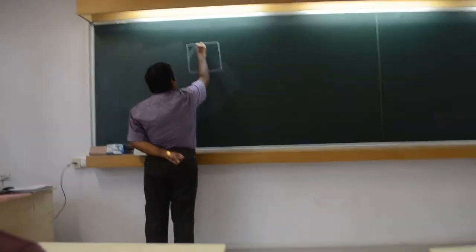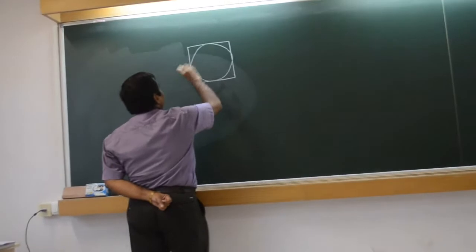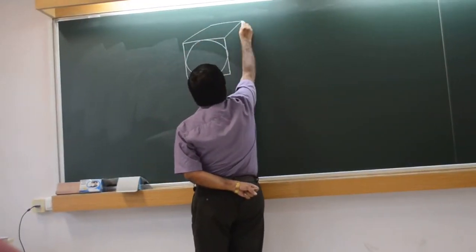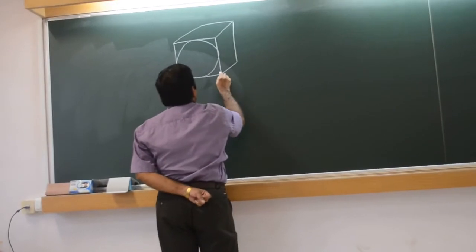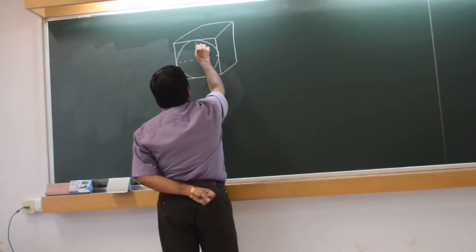Inside that you draw a circle. Then you will definitely do a cube. Can you draw it? Let us see. These two diameters also you can show.